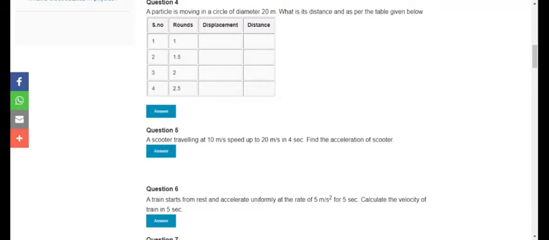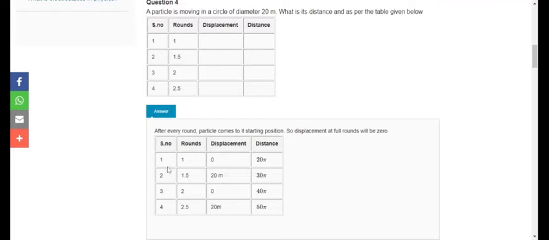In case you have solved it, that's good enough. In case you are not able to solve it, you can see the solution. When one round is completed, the displacement is 0 and the distance is 2 pi r. You know the formula for calculating the circumference of a circle. So 2 pi r comes to 20 pi. Now, the displacement when it completes 1.5 rounds. When it completes 1.5 rounds, the particle is at the opposite position of its initial position.